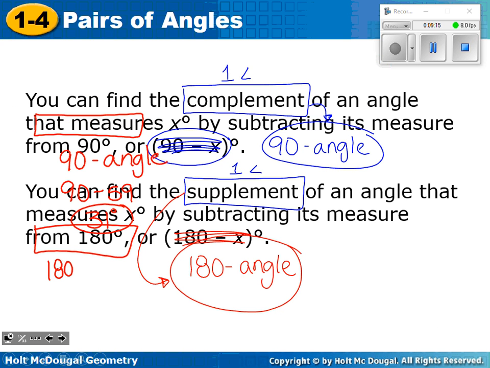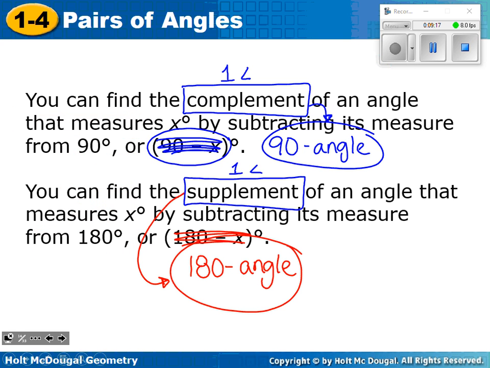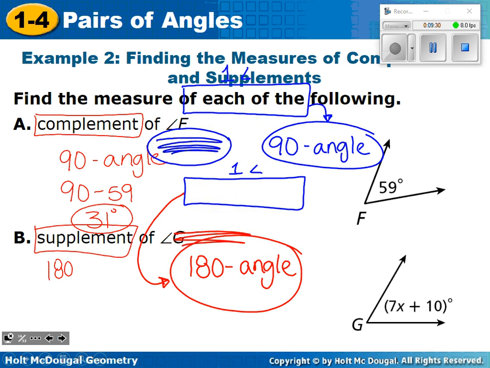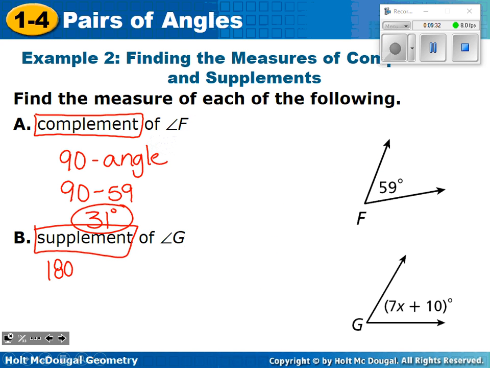Let's go back. What are we writing down for the definition of supplement? 180 minus the angle. Supplement does not mean 180. Complement does not mean 90. Complement means 90 minus the angle. Supplement means 180 minus the angle. You can't just write down 180. So it's 180 minus the angle.